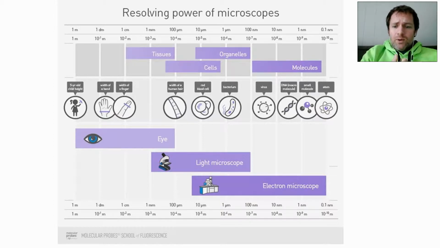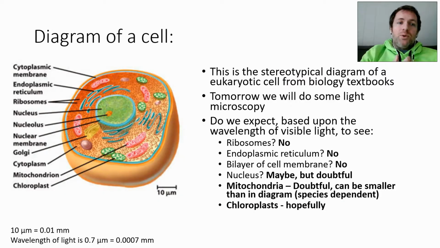And so if we were to go back and look at these organelles that we expect to be smaller than the wavelength of light, we would not expect to see them in a light microscope. And so do we expect to see ribosomes? No, those are way smaller than the wavelength of light. Do we expect to see the endoplasmic reticulum?